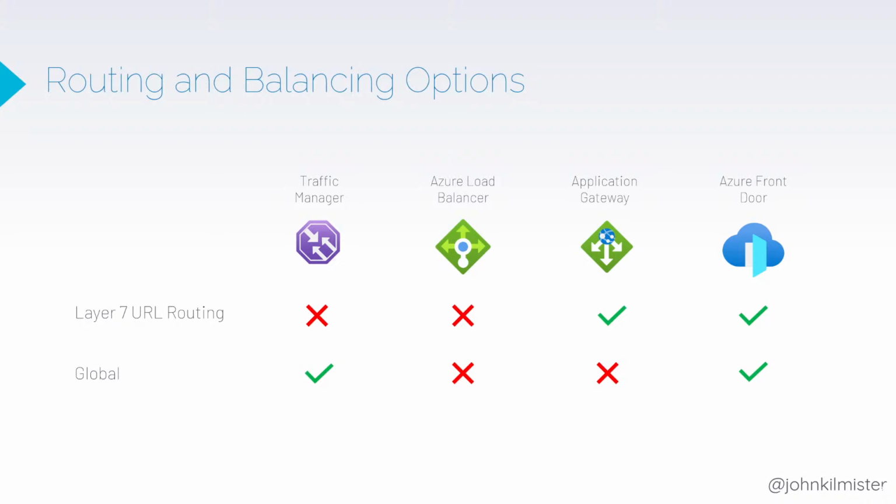So just to recap, we looked through Traffic Manager, which is global but isn't layer 7, so it's not going to work in this particular use case. We looked at the Azure Load Balancer, which is working at layer 4, so it can't look inside the individual requests, so isn't going to work for us here. Application Gateway can split traffic based on the URL, but it isn't global, so it would work paired with Traffic Manager. However, Azure Front Door ticks all of these boxes. It works at layer 7, so we can route based on the URL, and it's also global.